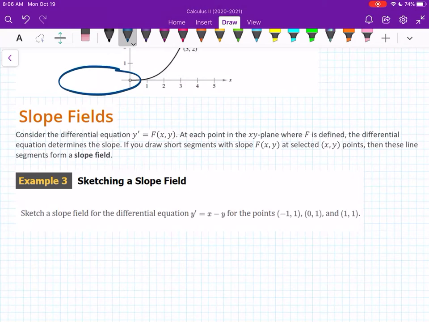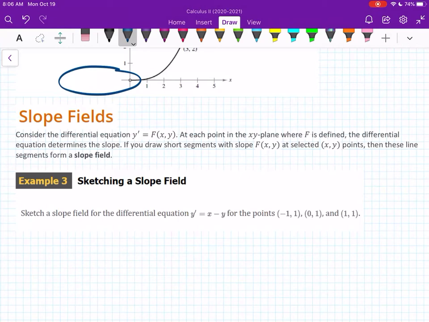So if we have our differential equation y prime equals some function of x and y, what we can do is we can plug in x and y values and find what the slope is at that one particular point. And so a slope field then means we just make little short segments at those points of those slopes, and then we can kind of get a feel of what the whole graph would look like. So let's do an example.